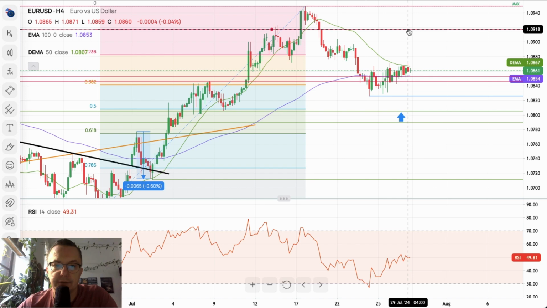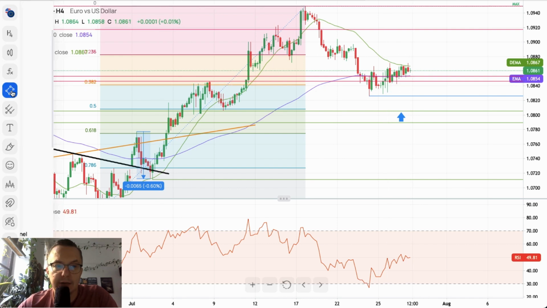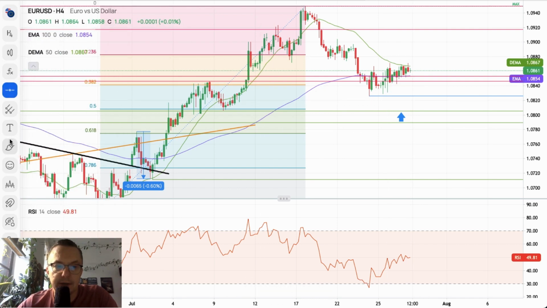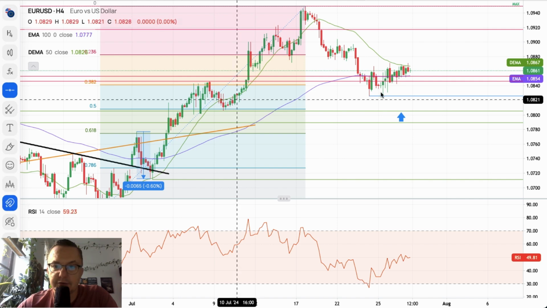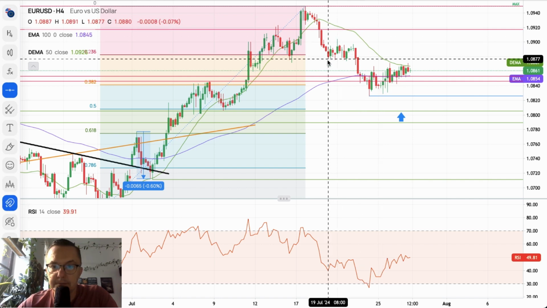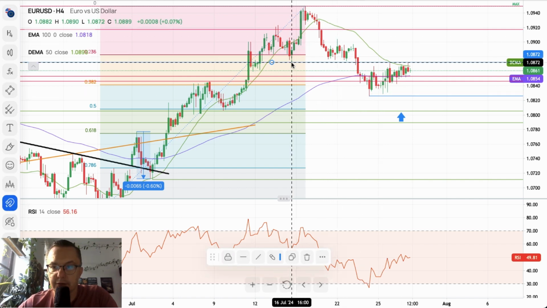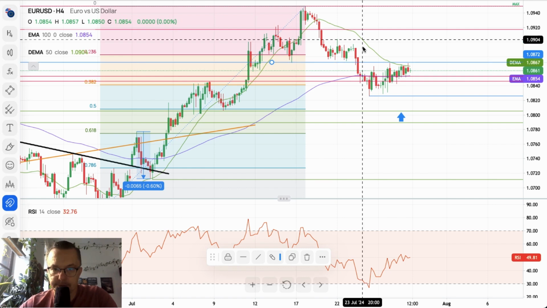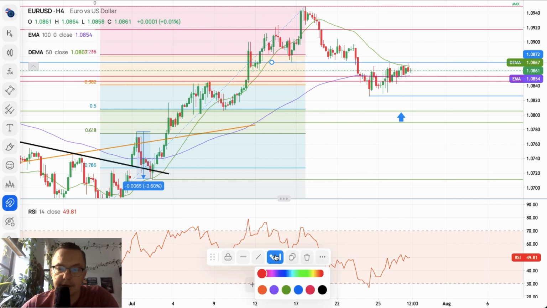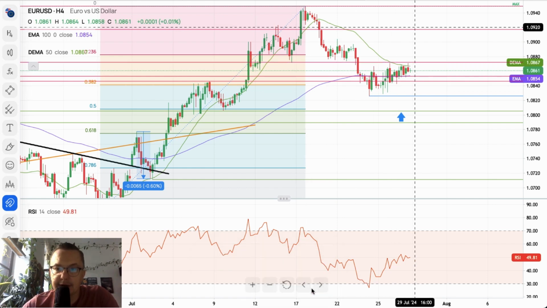From the upside, we got the technical resistance at 1.0918 and the swing high at 1.0950. However, I would like to add one more level here. This level is very obvious. You can see it straight on. It's roughly around the level of 1.0872. I guess this might be the technical resistance as well.